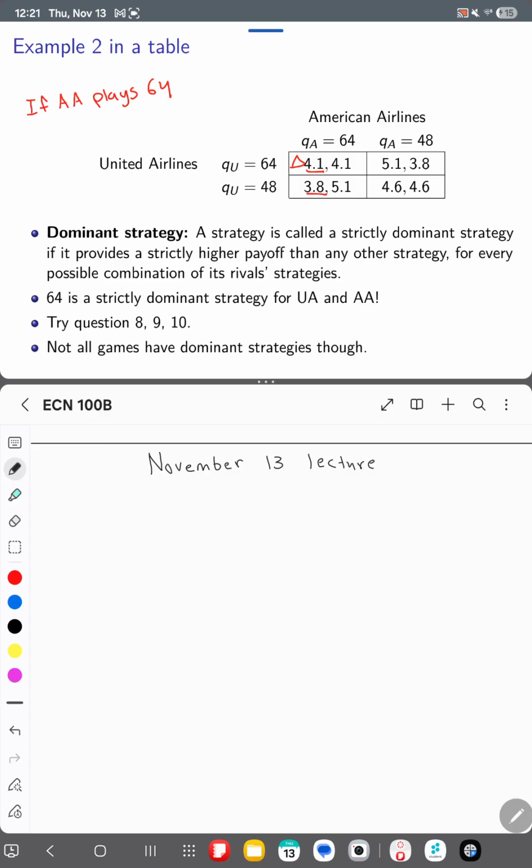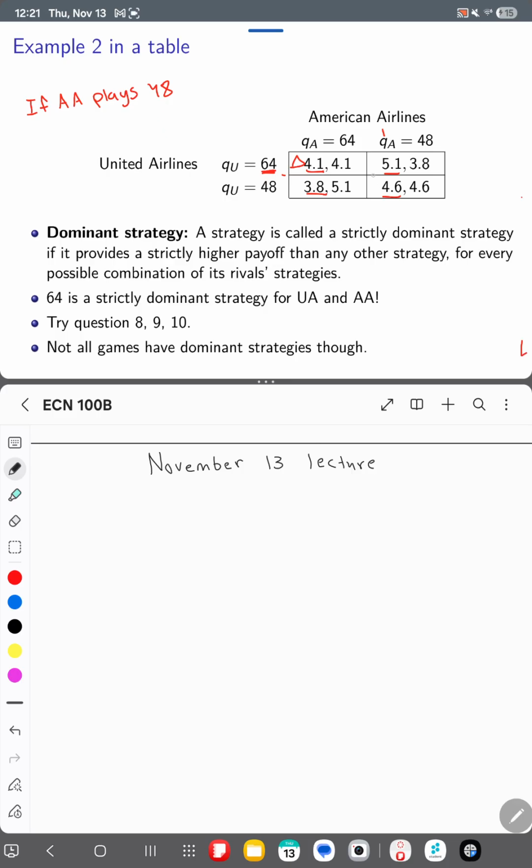Very nice. Let's go to the next part of it. Suppose American Airlines instead was playing 48. What would be your best response then? Go ahead. Also 64. What are the numbers you compared to give us the answer? 5.1 and 4.6. We compared 5.1 and 4.6. 5.1 is better, which tells me that United Airlines' best response is also to play 64, which is why I'm going to put this triangle next to that action. So United Airlines' best response is to always play 64. That's what it turns out to be.